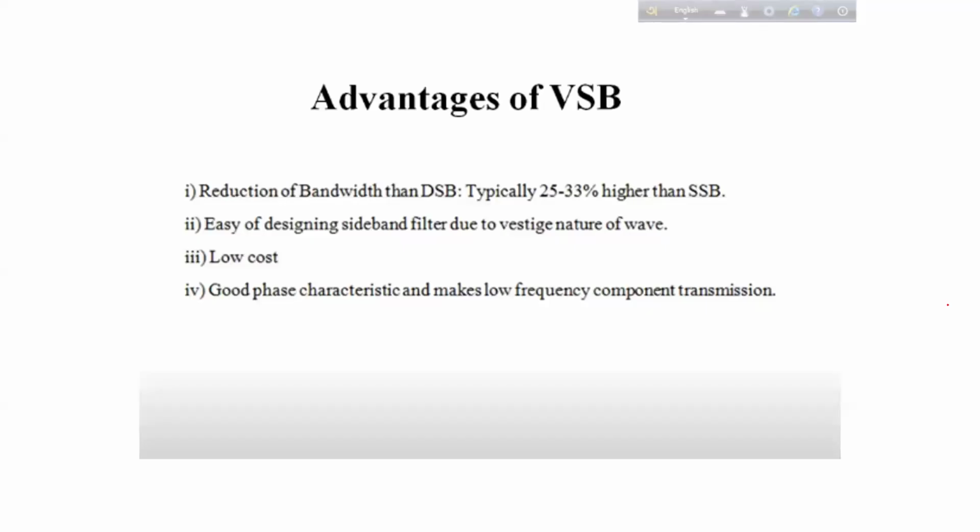Now the advantages of VSB. Reduction of bandwidth compared to DSB. The bandwidth is increased compared to SSB, but it is still lower than double sideband. Ease of designing the sideband filter due to the vestige nature of the wave. The process is a bit easier here, so you do not need a very high quality filter in this case. It is low cost, has good phase characteristics, and allows low frequency component transmission.